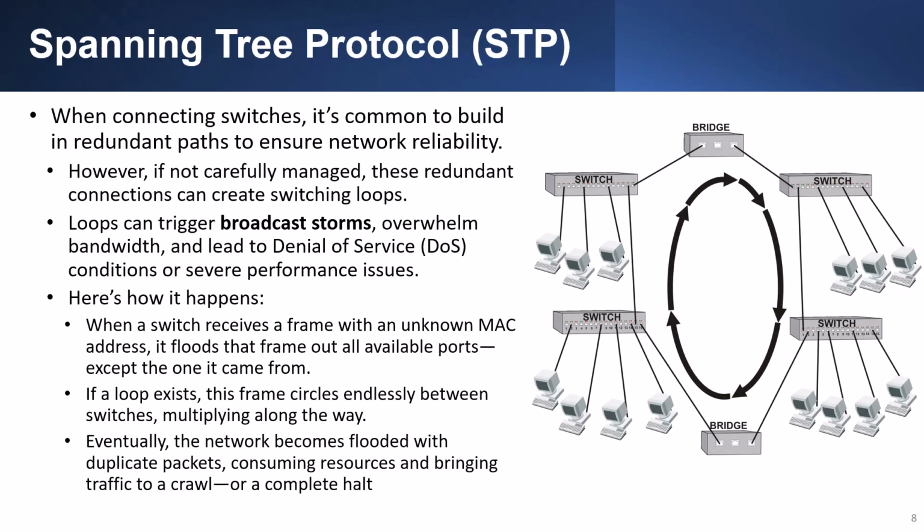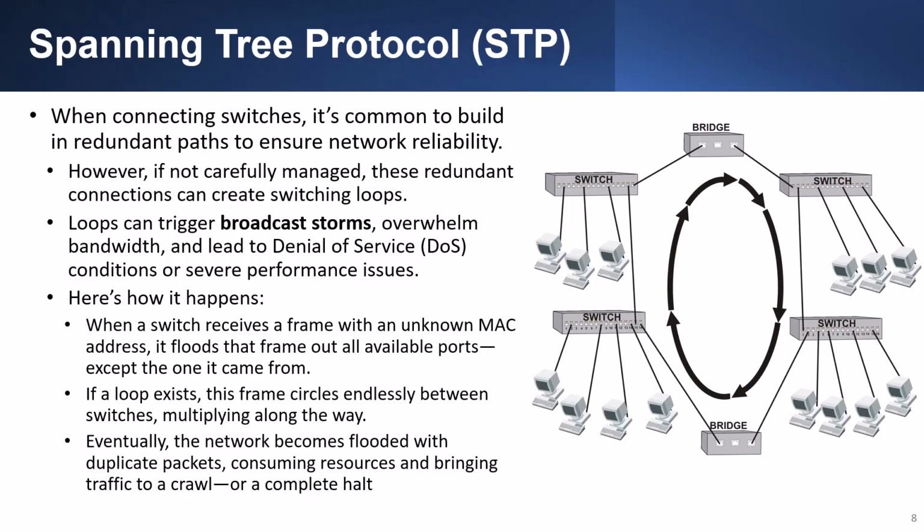When connecting switches, it's common to build in redundant paths to ensure network reliability. However, if not carefully managed, these redundant connections can create switching loops. Loops can trigger broadcast storms, overwhelm bandwidth, and lead to denial of service, or DoS, conditions or severe performance issues.